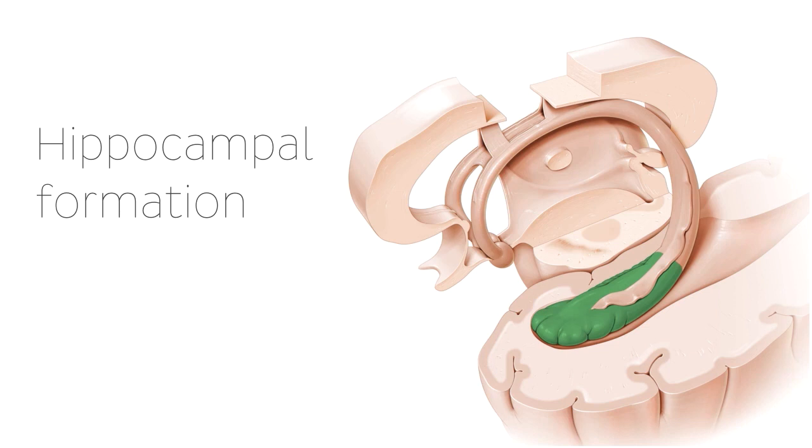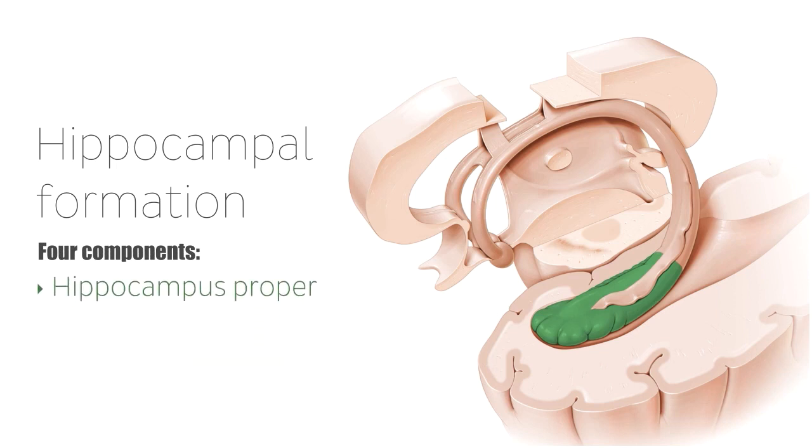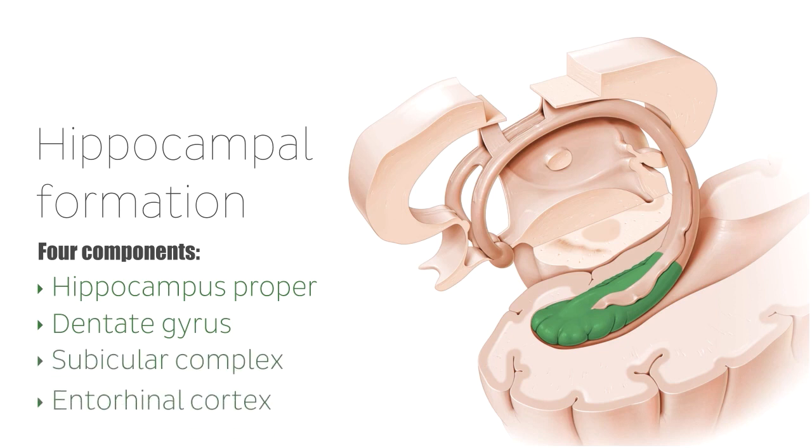The hippocampal formation, a major component of the limbic system, plays an important role in memory. As its name suggests, it is a formation of several structures within the region of the hippocampus. Though there is some argument as to whether other complexes are included, for today's tutorial we're going to work with the four structures below. The hippocampus proper, which is essentially the hippocampus, the dentate gyrus, the subicular complex, and the entorhinal complex.